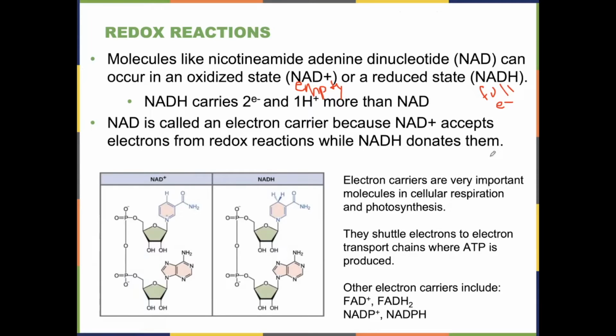Now again, the whole idea behind these electron carrier molecules, as we'll see, is that they temporarily hold electrons and the energy that goes along with them on the way to making ATP. Now, there are two electron carrier molecules that we'll see in this chapter in particular. The first one is this molecule NAD here. The second one is another molecule called FAD, and we'll see NADP when we look at the process of photosynthesis in the next chapter.